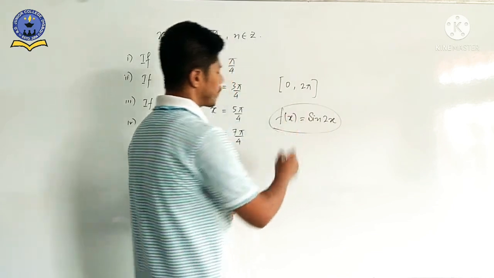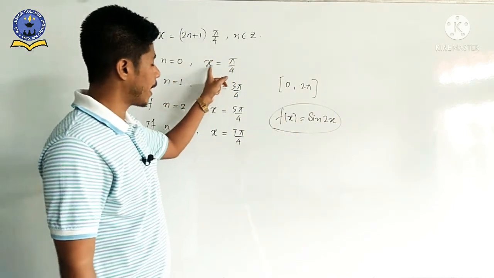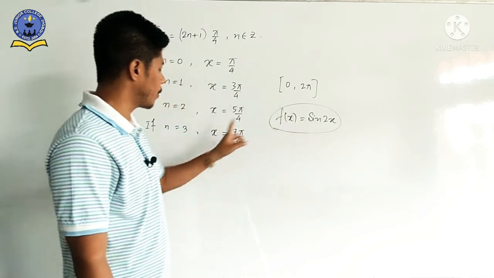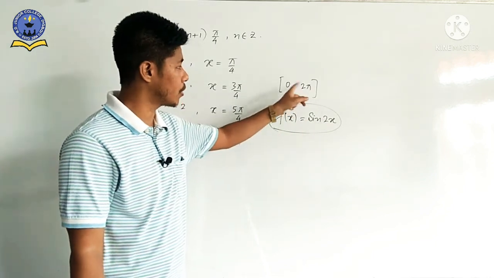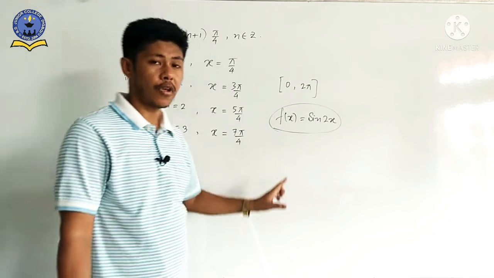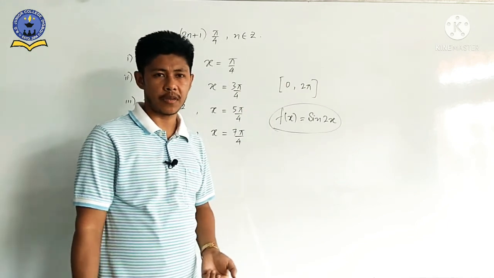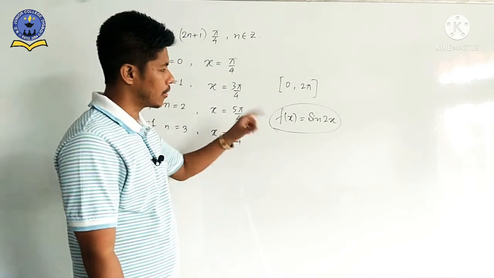So in this f(x) equals sin 2x, we have to put x equals π/4, x equals 3π/4, x equals 5π/4, x equals 7π/4, including 0 and 2π. All values we have to put. And after that, we have to check at which point we get the maximum. Is it clear? Okay, let's do it now.